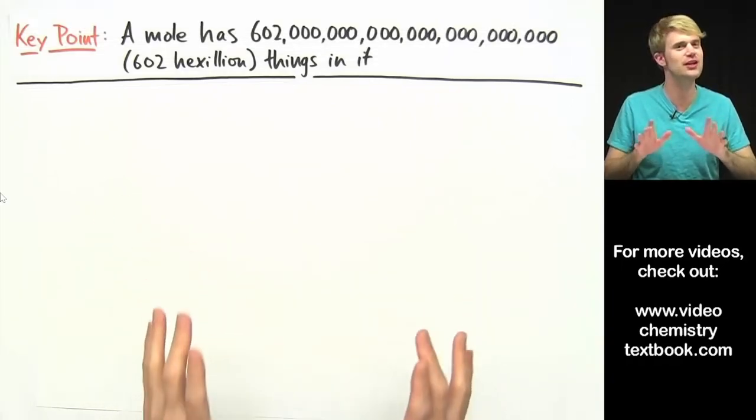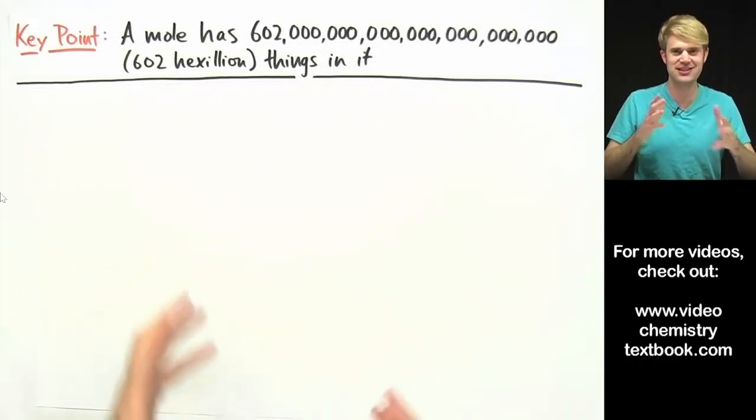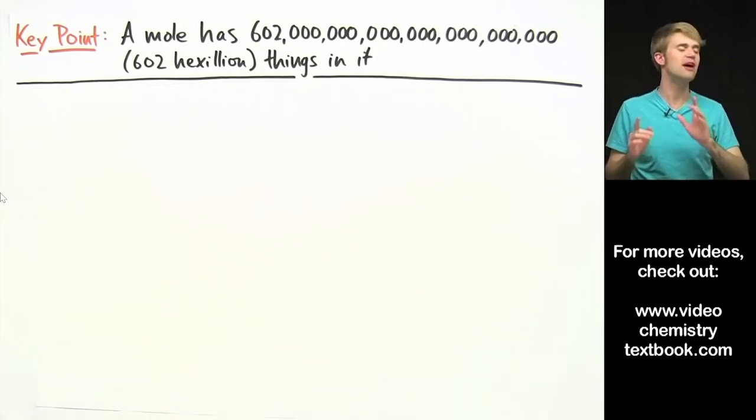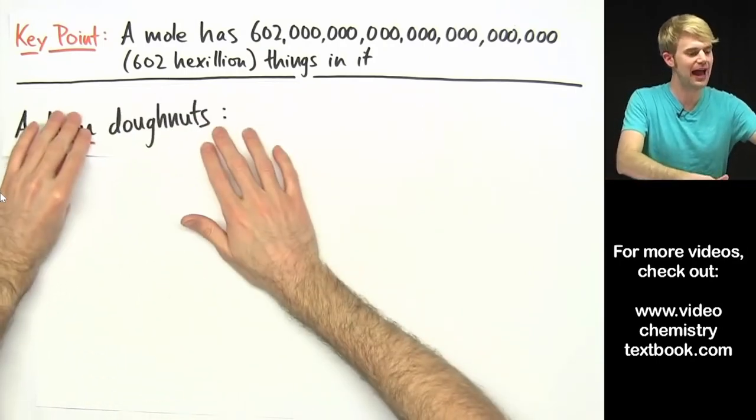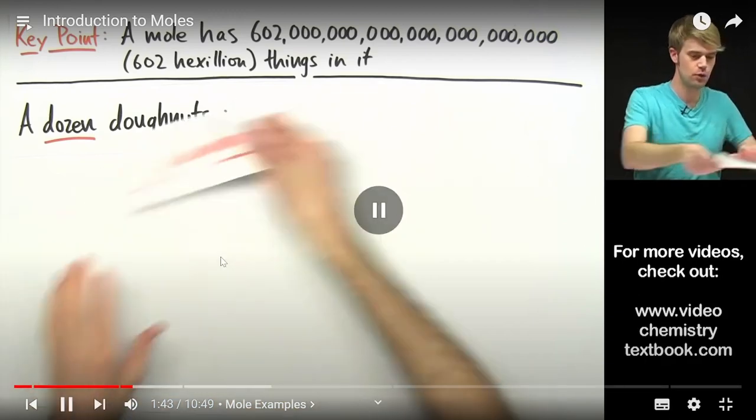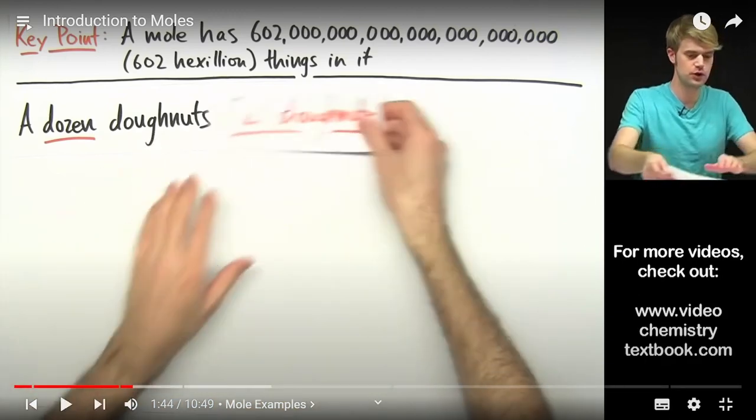602 hexillion things in a mole. And just like a dozen, we can have a mole of anything, right? So we could have a dozen donuts, which... Okay, and I'm going to give you another minute to write down 602 with 21 zeros after it, again, after where it says key point. And I know it might seem silly, but you're internalizing this number right now, okay?